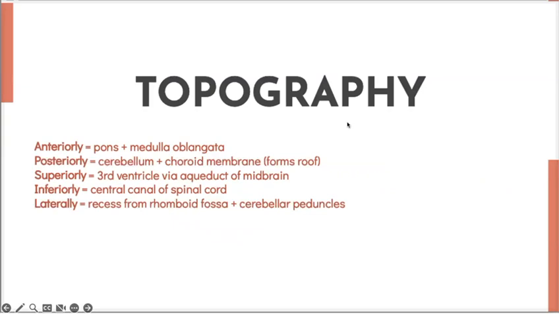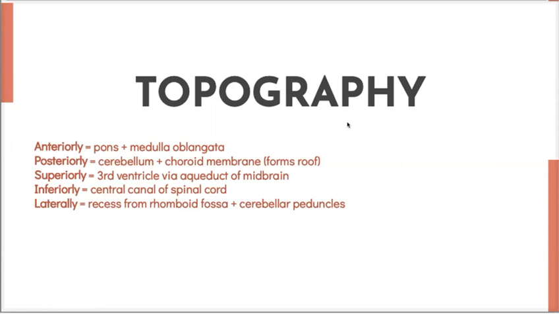Okay, so we'll start off with the topography and any topographical areas that we mentioned in our question. We have to start off with the borders. So anteriorly, we have the pons and the medulla oblongata. Posteriorly, we have the cerebellum and the choroid membrane, and these two form the roof.